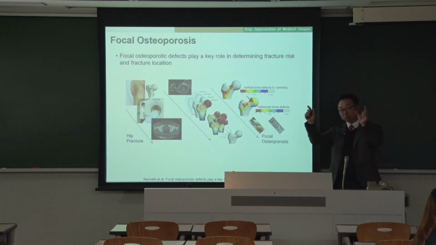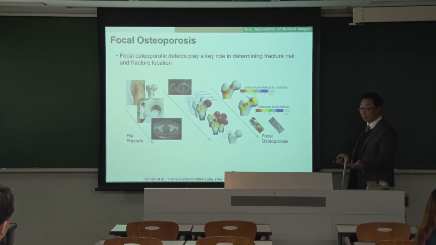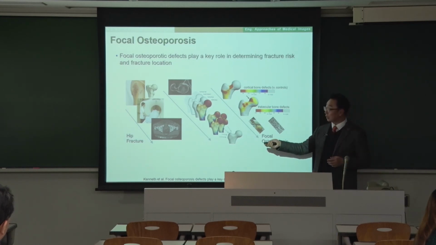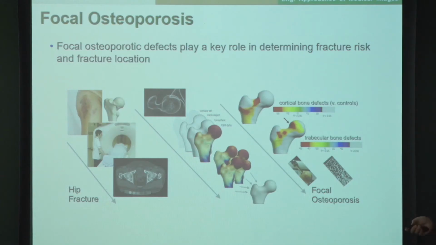Instead of considering the femur as a whole, okay, just remember, if you take the X-ray, right, you have a 3D structure, but the X-ray on the film is just 2D, right? So that's what they're doing these days. But they consider the importance of localized weakness. Okay, they call it focal osteoporosis, which means that the focal osteoporosis defect plays an important role in determining the fracture risk. So this is the typical hip fracture, and then they have the cortical bone defect. So they compare 70 fractured femurs versus 70 healthy femurs.